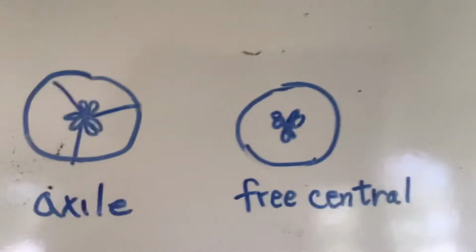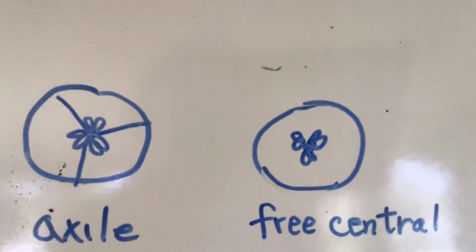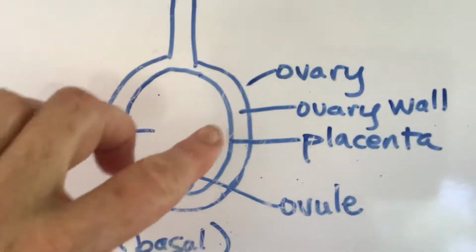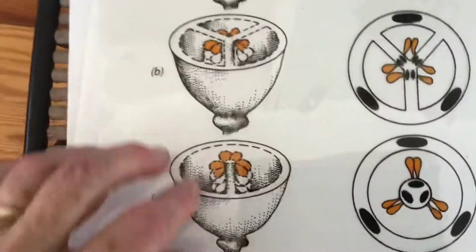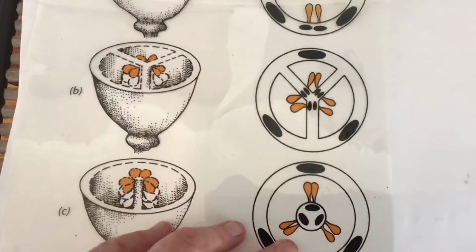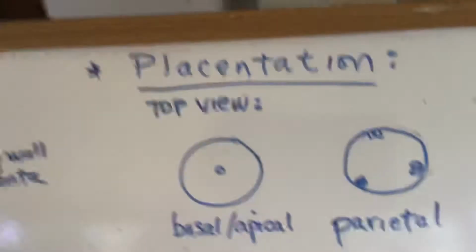And then you also have something called free central, where you have a central stalk where the ovules are attached. So in this case, it would be a kind of stalk with many ovules attached along that stalk. And this is a better picture of that perhaps. And this is the diagrammatic top view. Okay, so those are the different kinds of placentation.